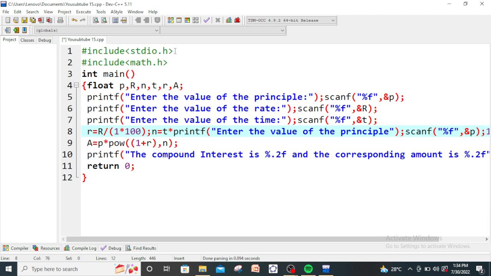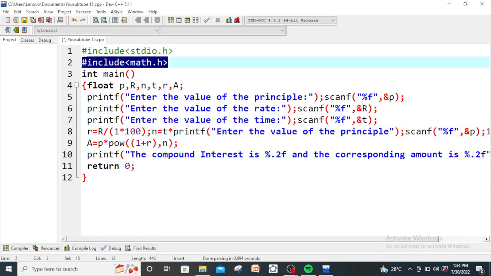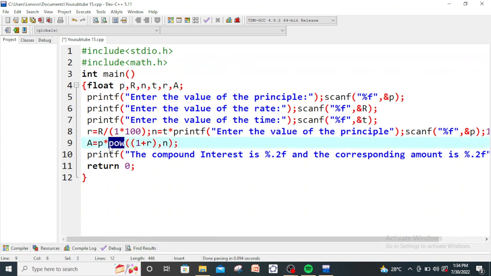Here at the top you see the main header file. In this program I have used an additional header file. This header file has been used because I have used this pow function inside this program. Now here you see the keyword float. Float stands for the decimal numbers.